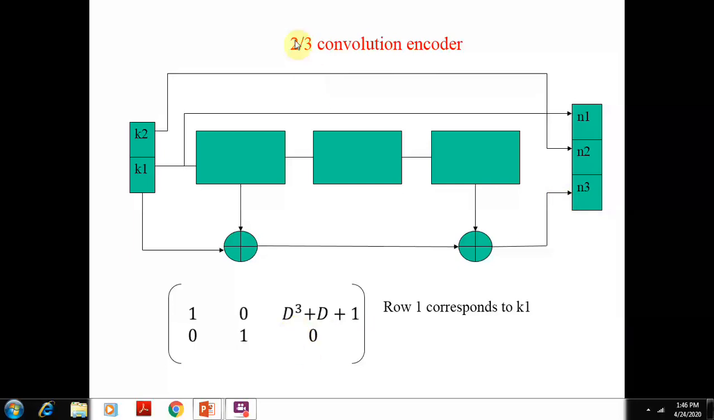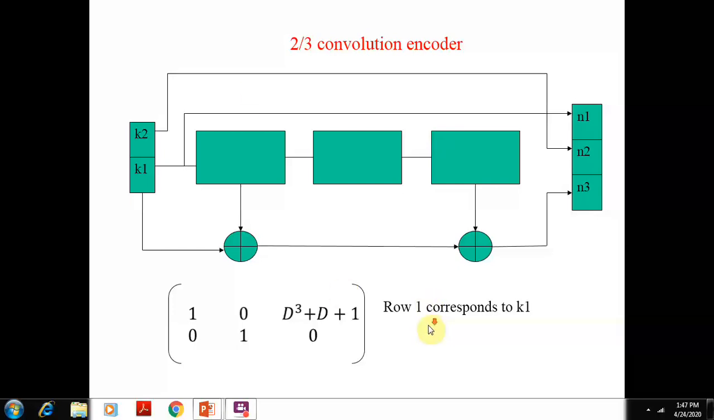So again, this is a 2 by 3 encoder, 2 inputs, 3 outputs. So how many total generating functions? 6 generating functions. So in short, we can conclude that the convolutional encoder can have a number of inputs simultaneously, and it can also have a number of outputs simultaneously, right? So these are 2 different types of encoders.